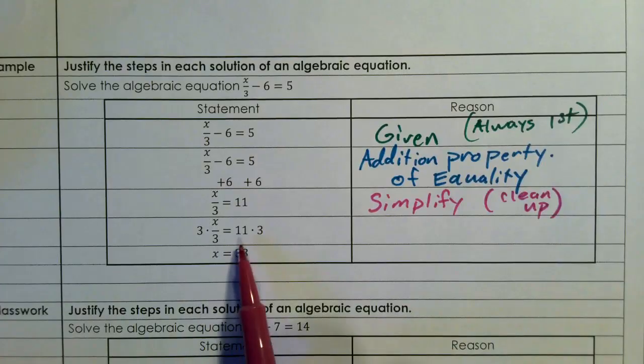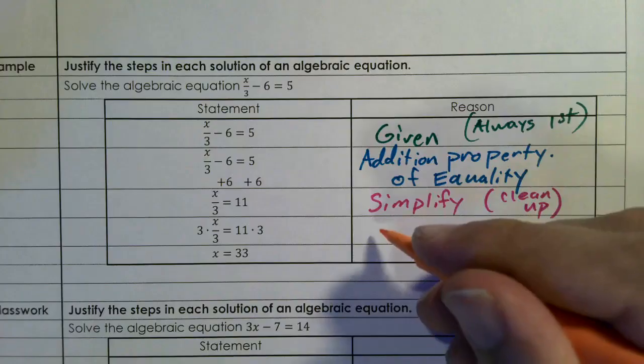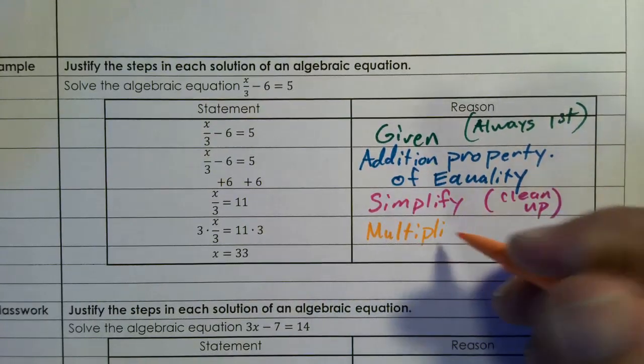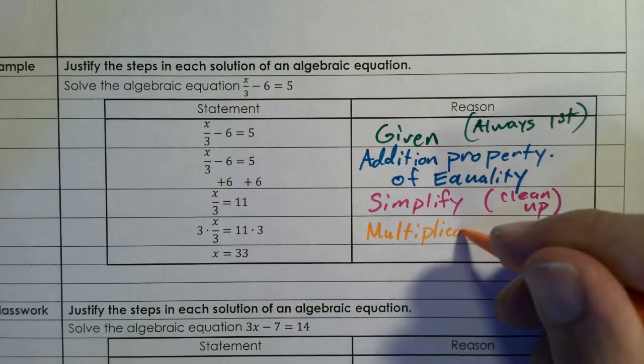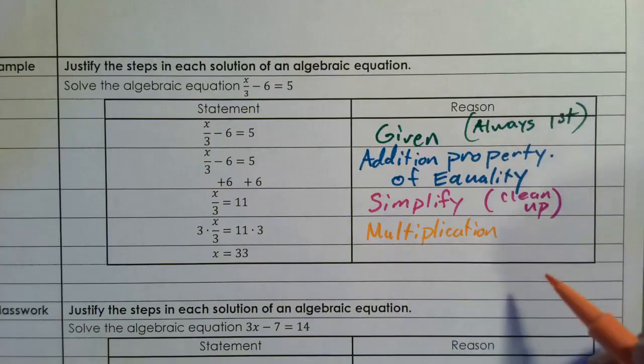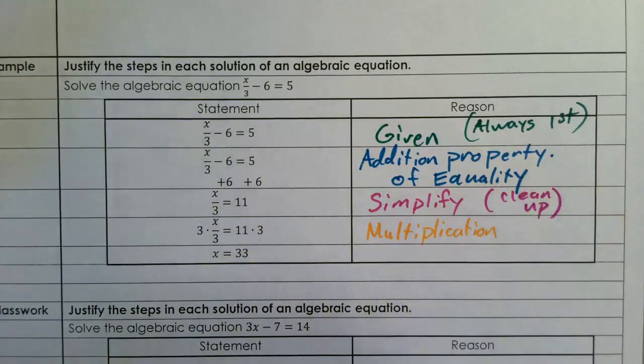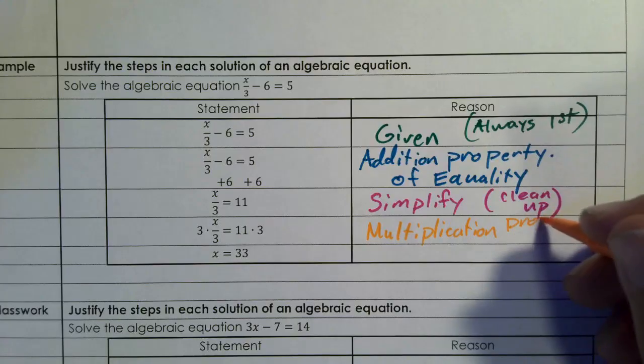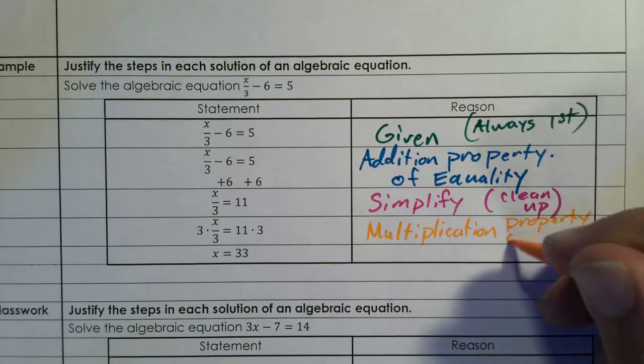Okay. Then here I created something new. So I need a new property. The thing I created new on both sides was a multiplication on both sides. So I want to use my multiplication property of equality. So same sort of thing. It's the multiplication. It's in my properties of equality. So I'd say multiplication property of equality.